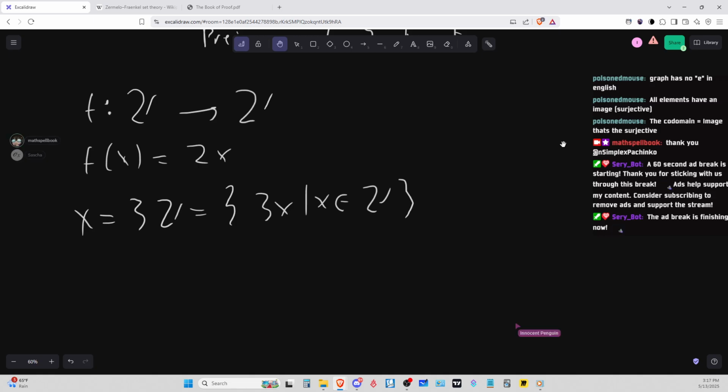Okay. So X is... is that supposed to be 3Z? Like X is equal to 3Z? Yeah. Oh, okay. The set of all multiples of 3.